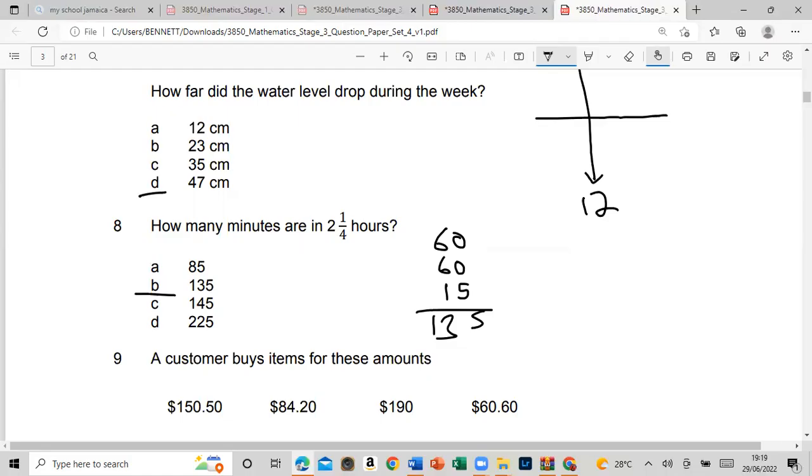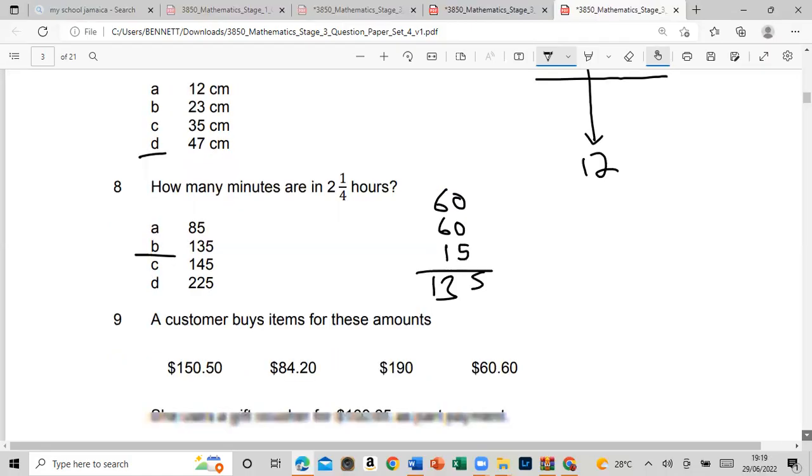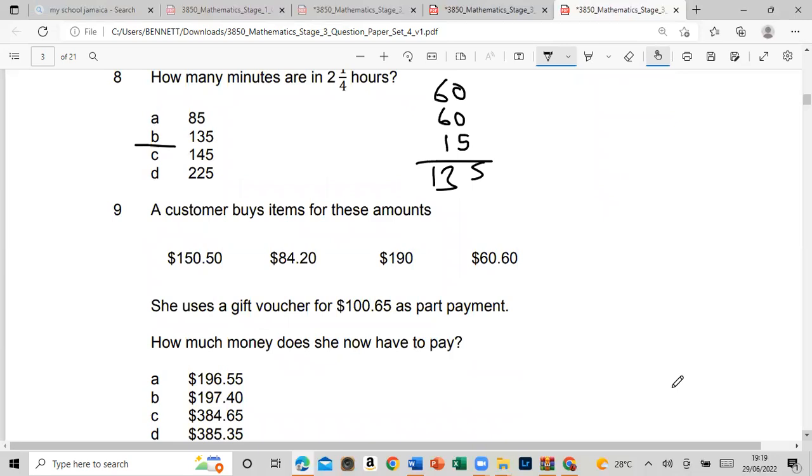A customer buys items for these amounts: 150, 84, 20, 196, 60. She uses a gift voucher for $100.65 as part payment. How much money does she need to pay? Alright, so I'm going to add them here now. Part payment.